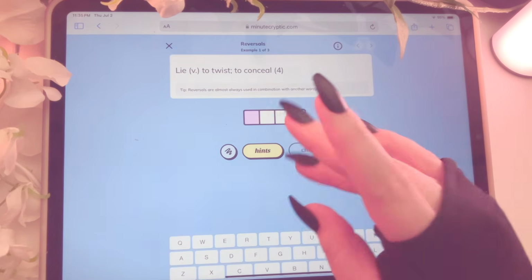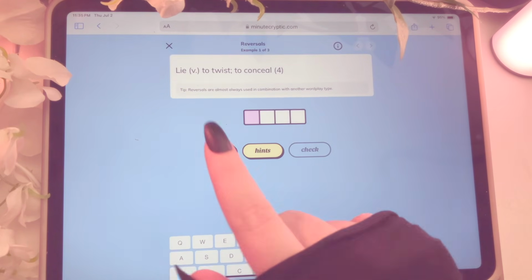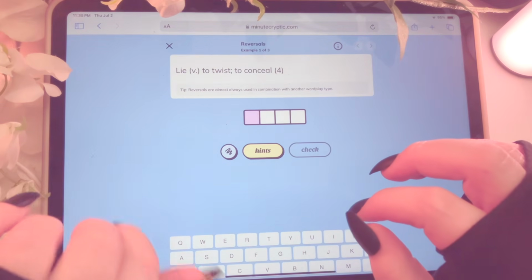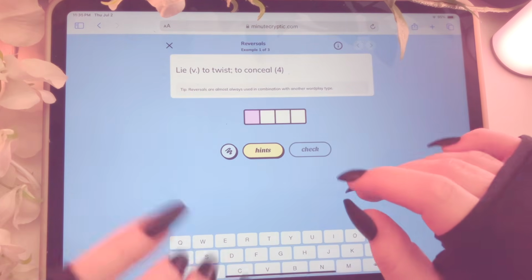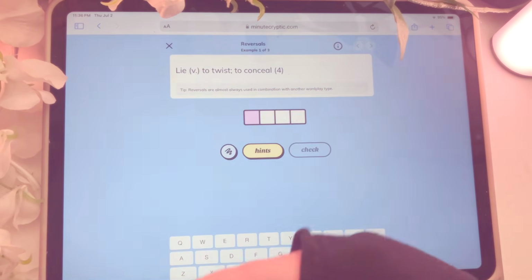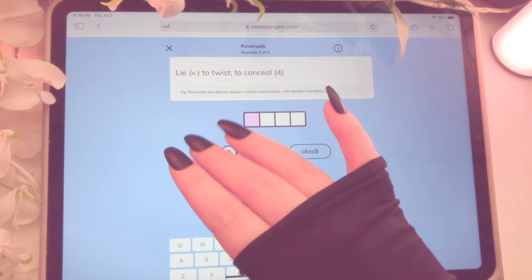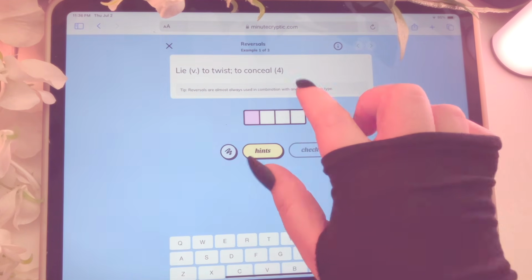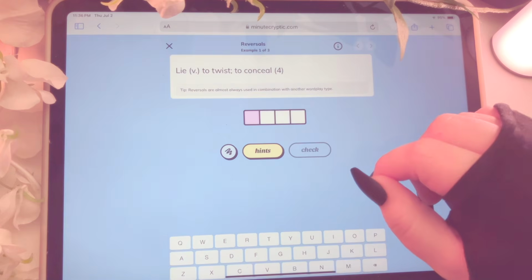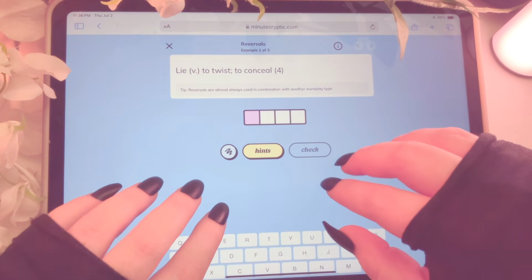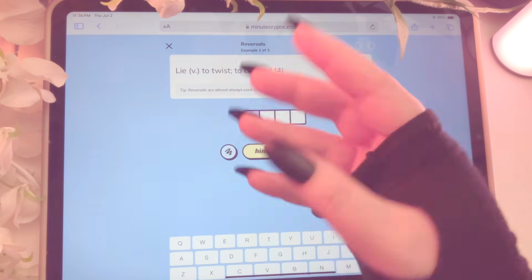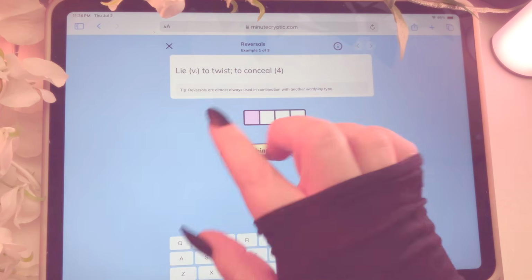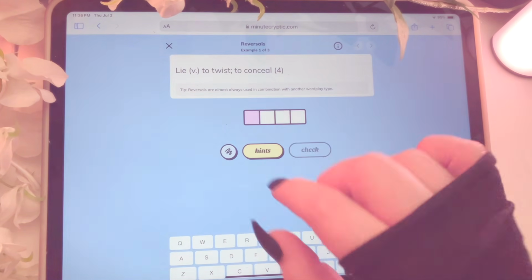Alright. Oh, this is an interesting one. It's written like a dictionary definition. Lie, parentheses V, which would mean a verb. Lie, V, to twist, to conceal. And it is 4 letters. Like I said, when I see a twist, I think anagram, but luckily we know that we're specifically looking for a reversal, and they already told us twist can be a reversal indicator.